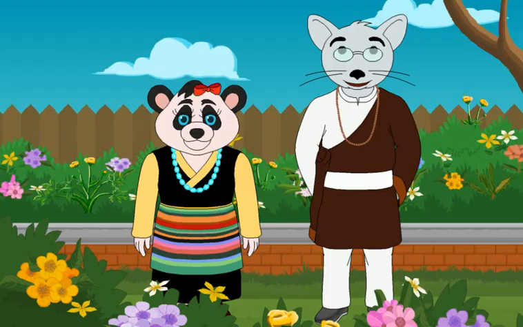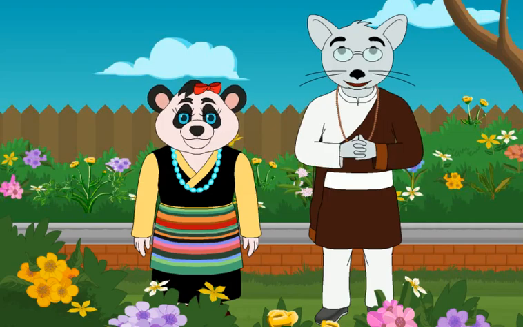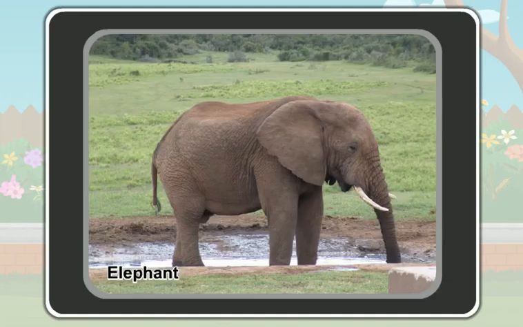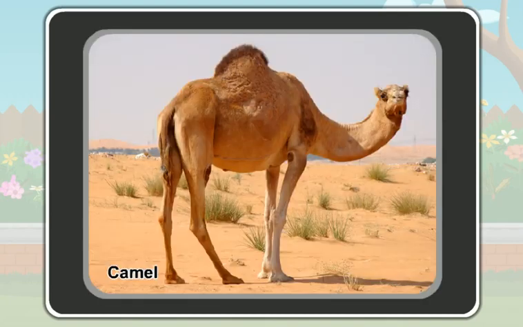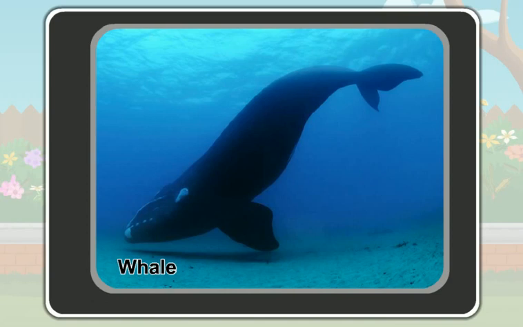Students, now do you know where a tiger lives? A tiger lives in the jungle. Likewise, an elephant lives in the jungle. A camel lives in the desert. A snow leopard lives in the mountain region. A whale lives in the seas and oceans.